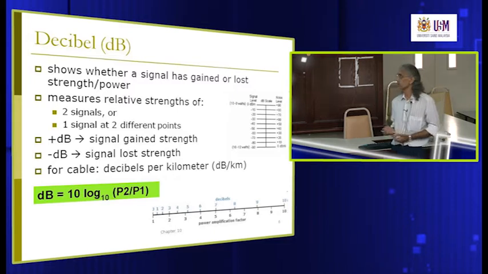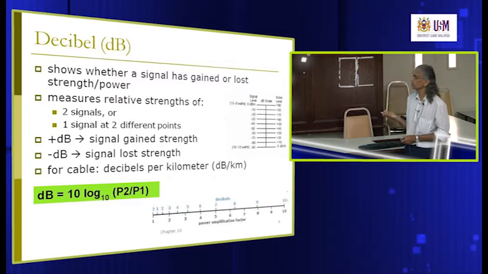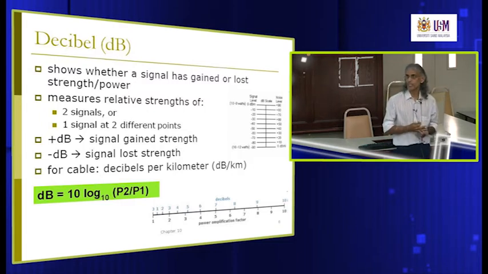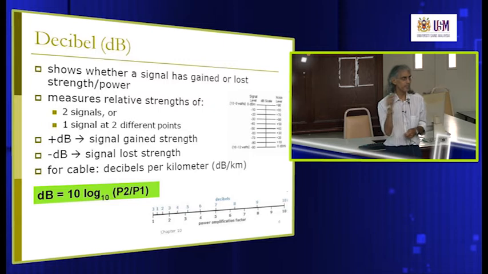The standard for cables is basically decibels per kilometer. Any cable you take, a coaxial cable, a UTP cable, a fiber optic cable, the cable standard will define the attenuation level. It will say what the attenuation is for a particular cable. If you look at the cable on the floor, there will be some kind of marking or lettering on it that says how many decibels per kilometer it will lose of the signal strength.